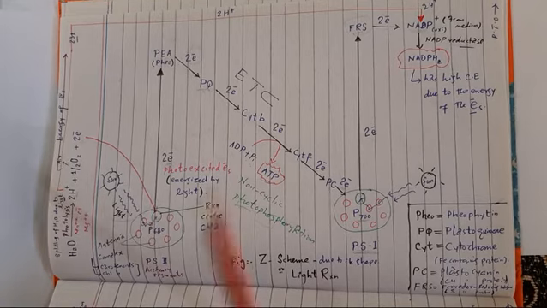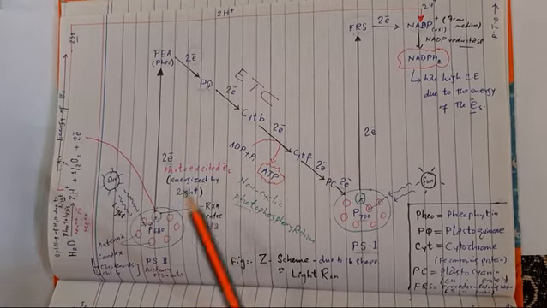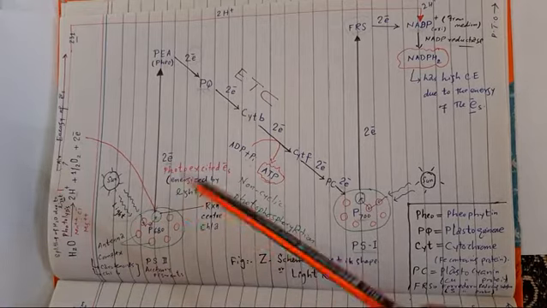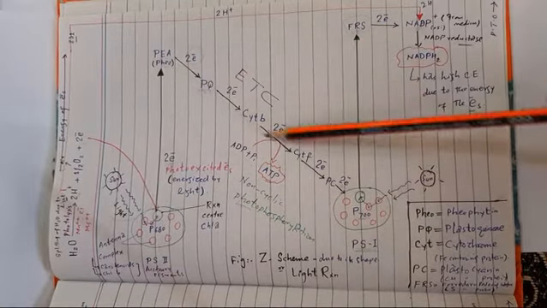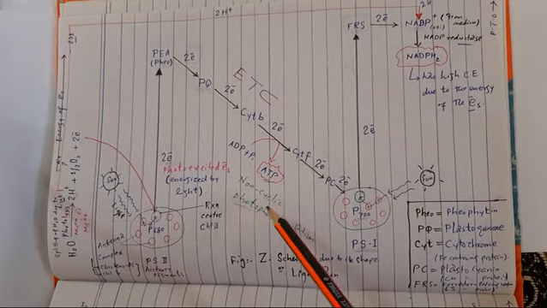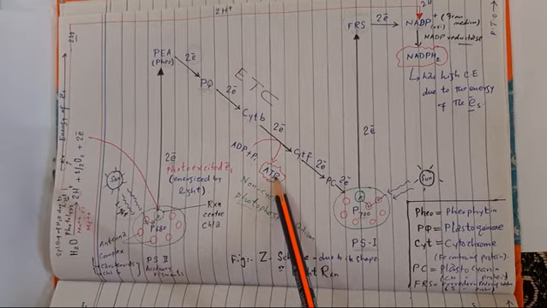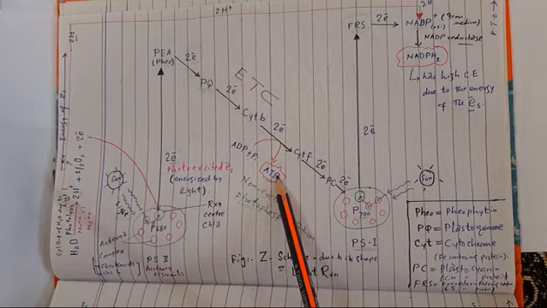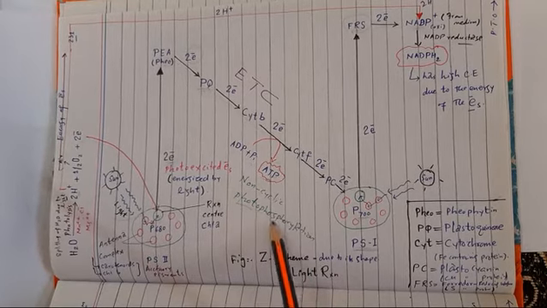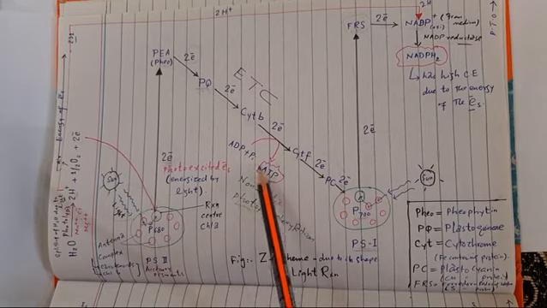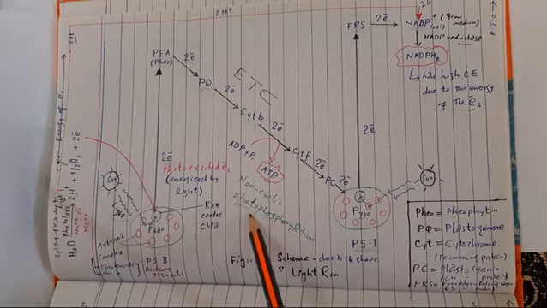So this transport of electrons is called non-cyclic electron transport, because electrons do not move in a cycle. And the ATP synthesis during non-cyclic electron transport or non-cyclic electron flow is called non-cyclic photophosphorylation, right?